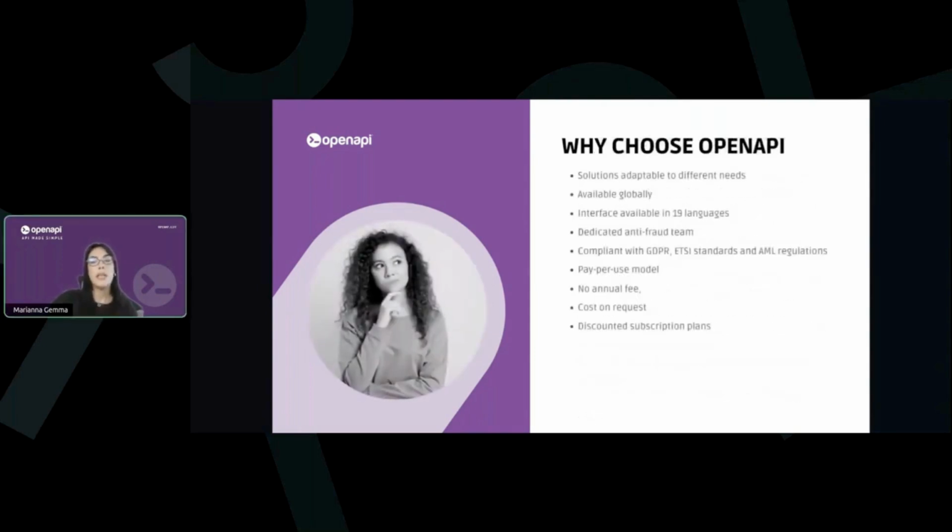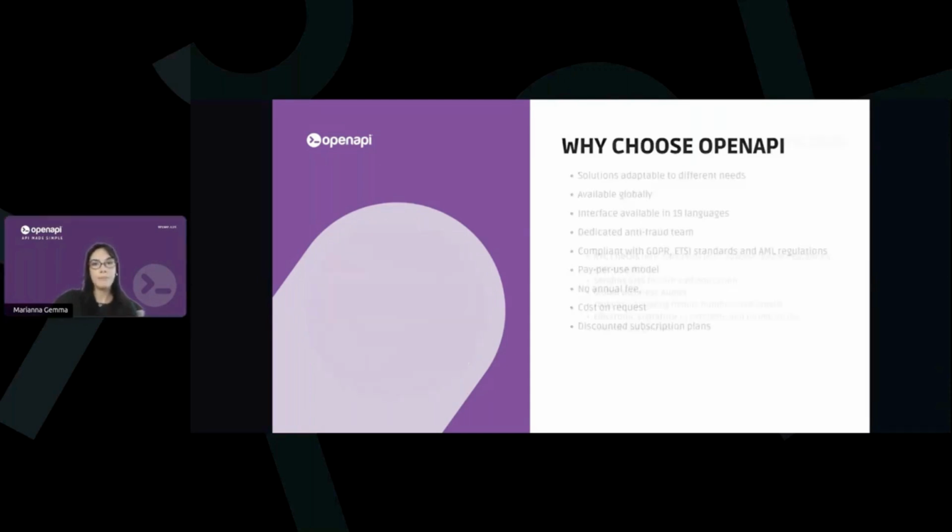To conclude, let's quickly summarize why you should choose Openapi for your digital identity verification process. Because we offer a flexible and scalable solution that can adapt to different business needs. We operate globally and support multiple languages. We have a dedicated anti-fraud team, and we ensure compliance with major regulations like GDPR and PSD2. Our pricing is also flexible with pay-per-use option and subscription plan.